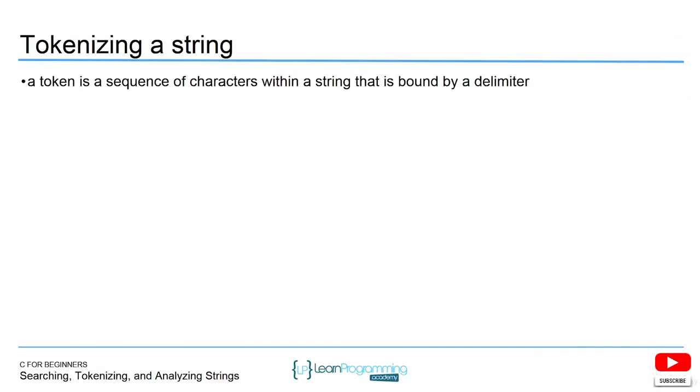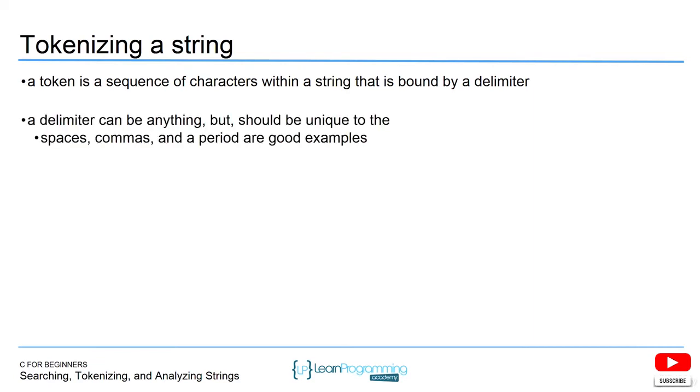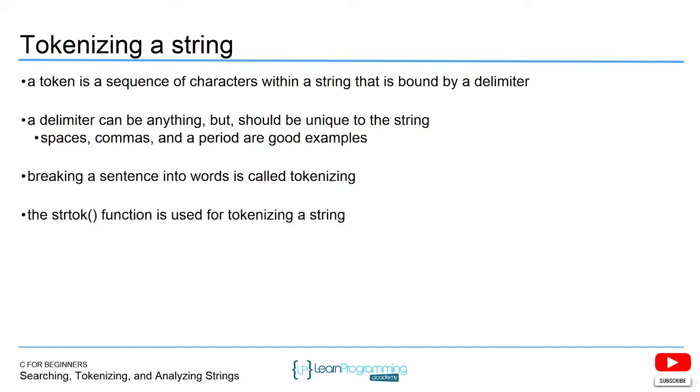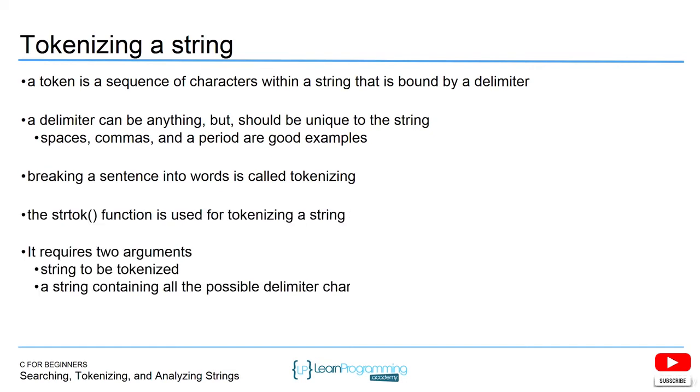Tokenizing a string. A token is a sequence of characters within a string that is bound by a delimiter. We know this. A delimiter can be anything, but it should be something unique to that string. Don't have a delimiter as A, because now it's going to find something valid inside a word in that string. Make it something unique, like a space or a comma. This, again, is used as a boundary, usually for words in a single string. So it breaks a sentence into words. It's called tokenizing. The strtok function is used for tokenizing a string.